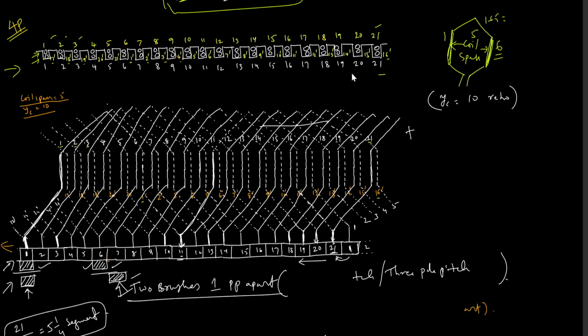Okay, so in last class we have taken a wave winding example after discussing a brief introduction and concepts regarding the wave winding. Taken a 4-pole machine with 21 slots and 2 coil sides in each slot like this. So altogether we have 21 coils and 21 segments.